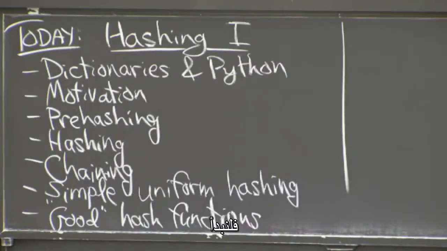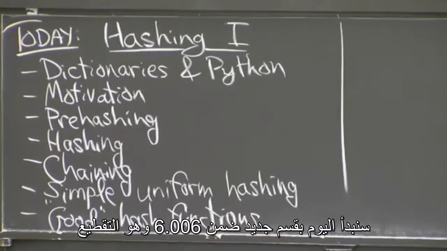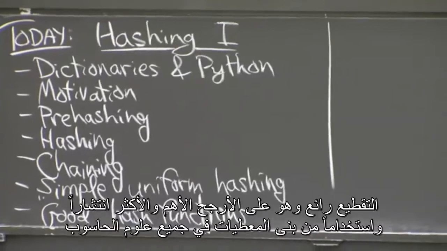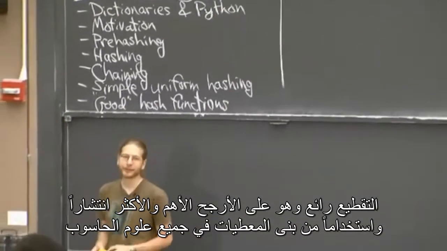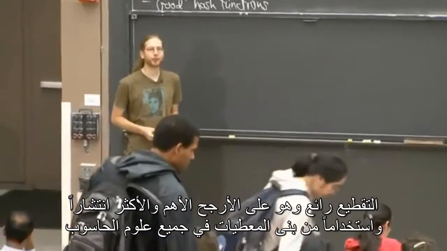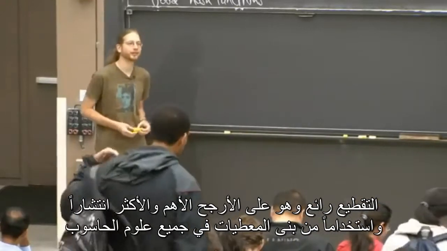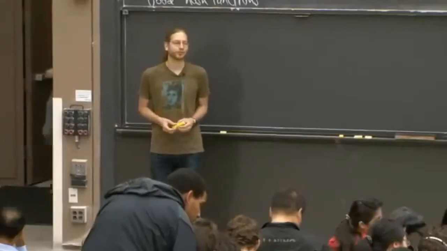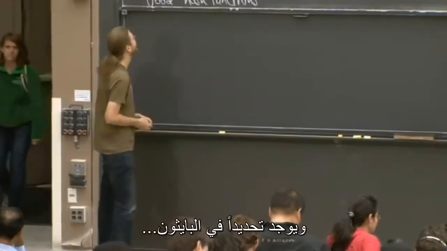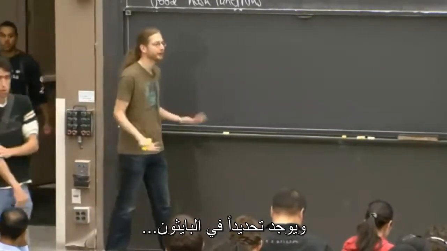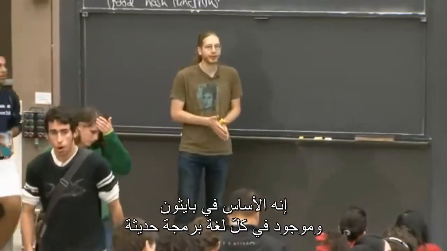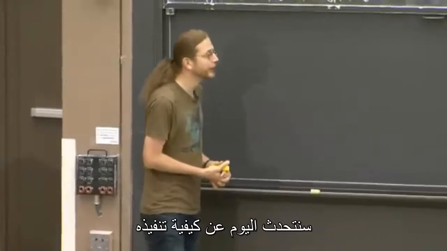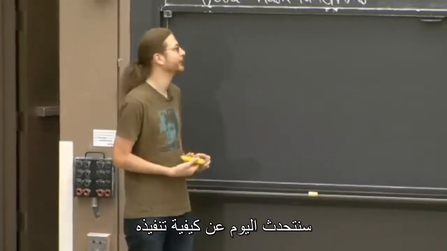All right, let's get started. Today we start a brand new section of 006, which is hashing. Hashing is cool. It is probably the most used and common and important data structure in all of computer science. It's in basically every system you've ever used, I think. And in particular, it's in Python. It's part of what makes Python fun to program in, and basically every modern programming language has it. So today is about how to make it actually happen.